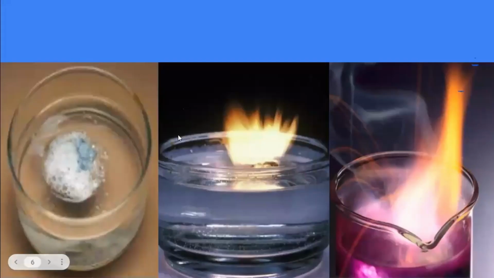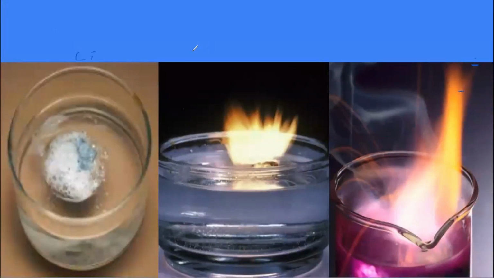Now see what happens when they come in contact with water. You put a small piece of lithium, sodium, and potassium in water. So this is lithium, this is sodium, this is potassium. You can see lithium is floating on the surface of the water and it is fizzing. Bubbles are coming out. The reaction is a bit slower.